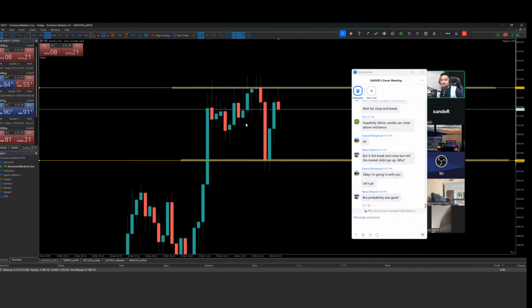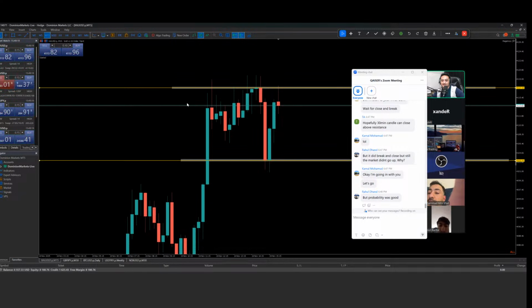Okay, hopefully the 30 minute candle can close above the resistance. Yeah, but also if it creates some resistance, we are going to go down to the downside as well. We'll see, we'll see. I'm going in with you. Kamal, you're going to get lost. But probability was good. Yeah, probability was good.